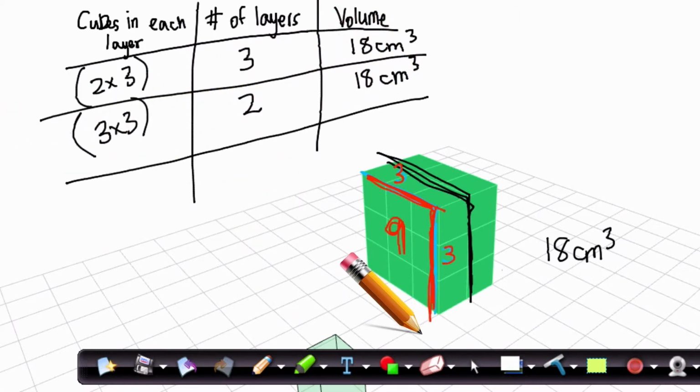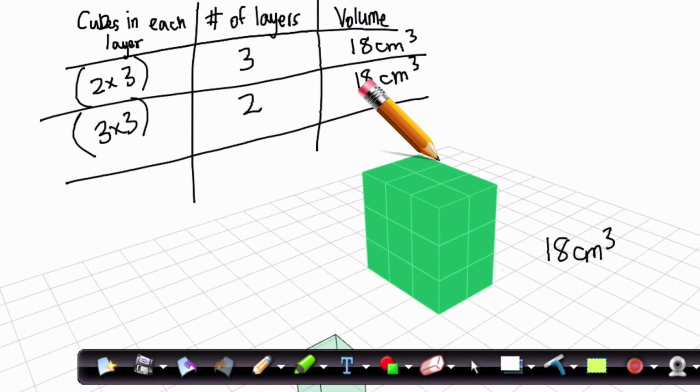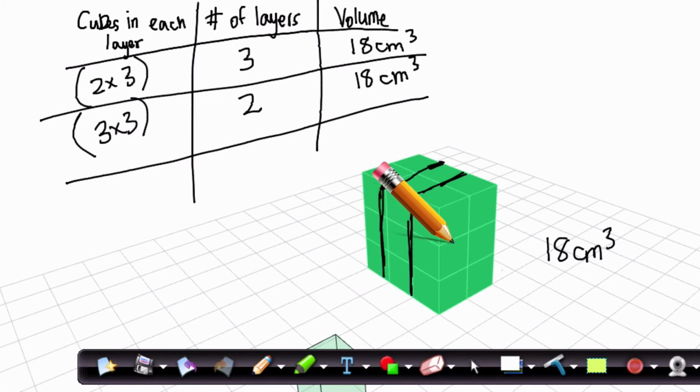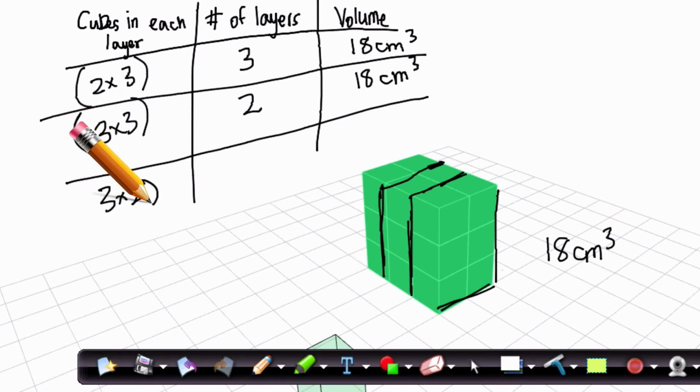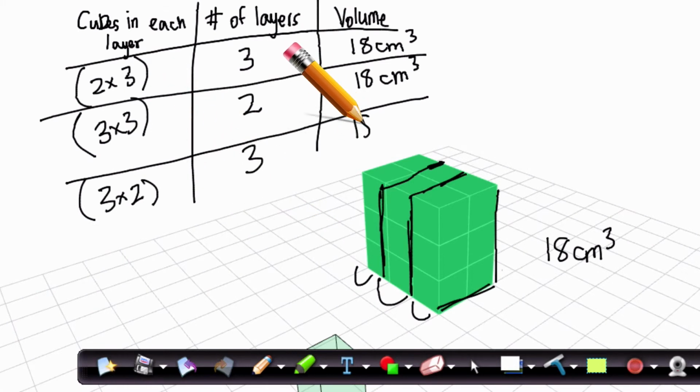I think there's one more way we could decompose this shape, and that would be if we cut it this way, like slices in a loaf of bread, right? This way here. So now I would have 3 and 2, and then I would have 1, 2, 3 of those layers, which if I multiplied that all together, I would get 18 cubic centimeters.